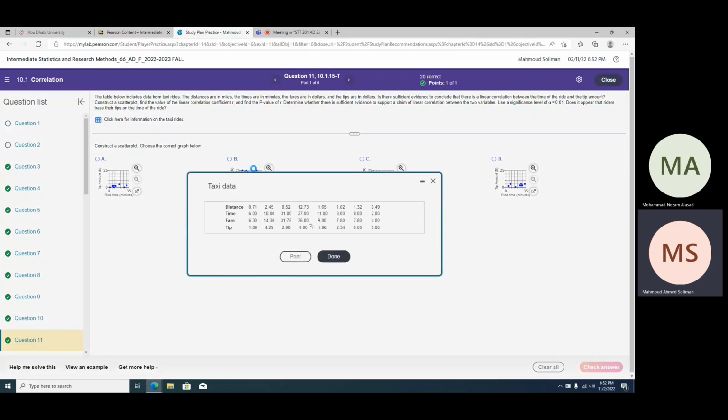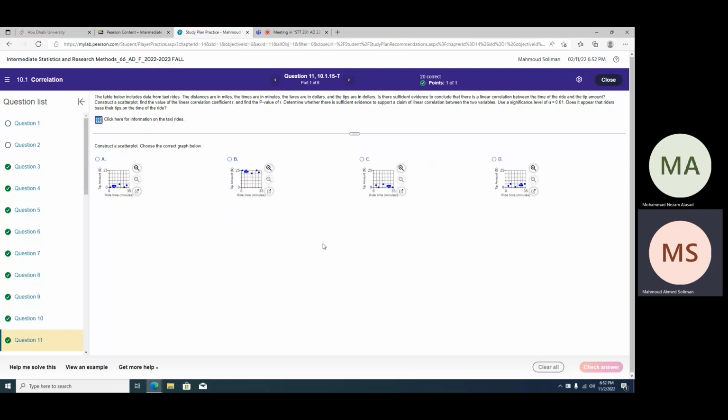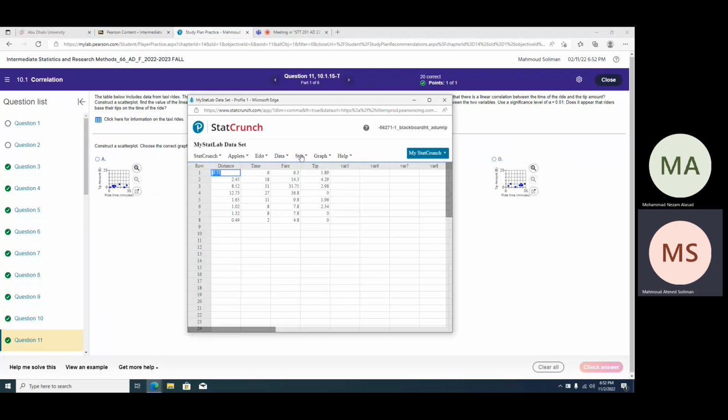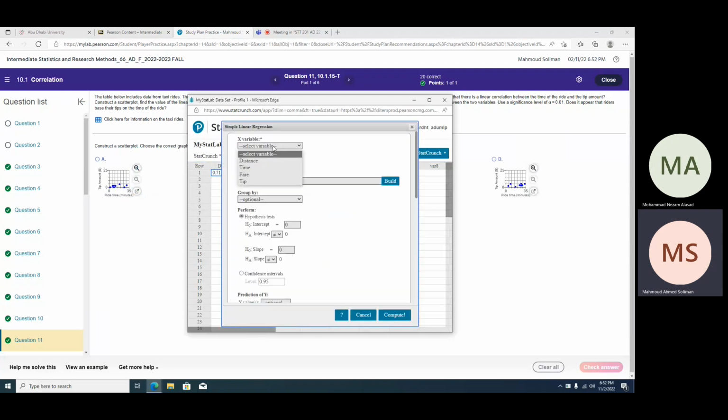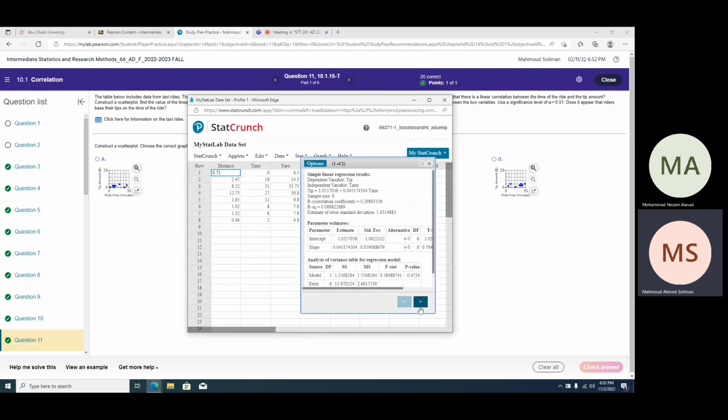So we click here. Open in StatCrunch. Close this one. So here we have tip, Y, and X, right, time. So stat, regression, simple linear. So we have X is time, Y is tip. And we keep this, compute.